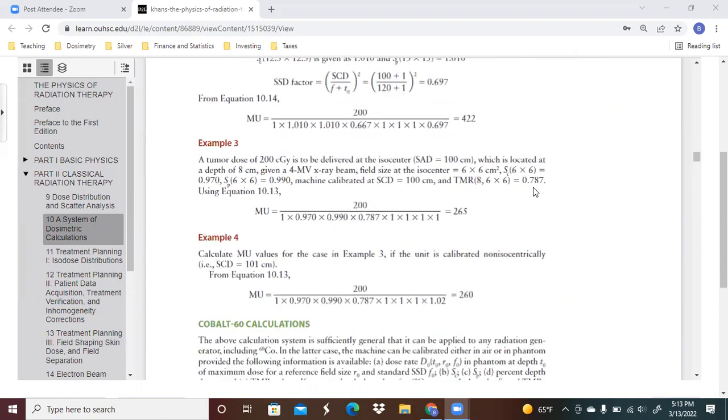And in these cases, it's pretty much going to be given to you. Your phantom scatter at this particular point for SAD usually ends up matching this: the 6x6 for the phantom and the 6x6 for the collimator. So you're given both collimator as well as phantom scatter factors here. The machine is calibrated at an SCD of 100. And the TMR, if you're going 8 cm deep at 6x6, is going to be this.